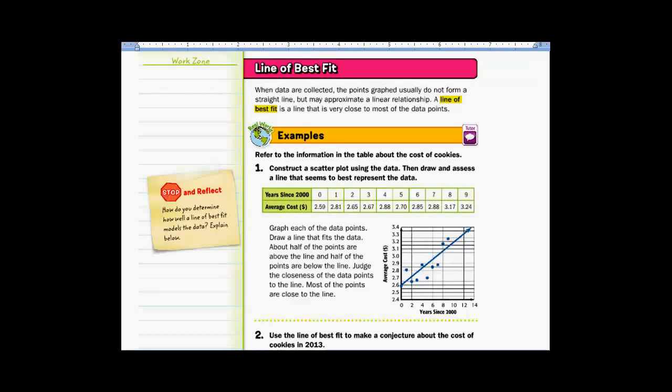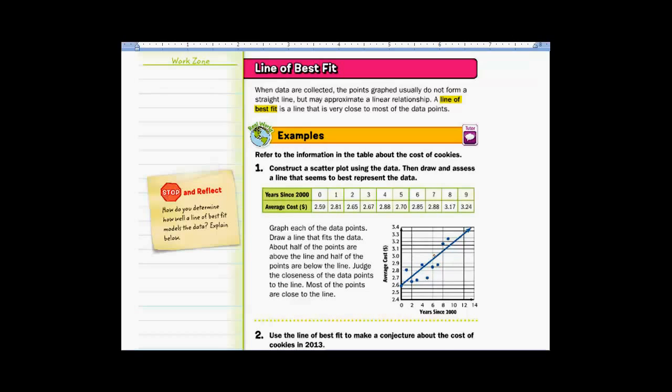Okay, Chapter 9, Lesson 2 talks about lines of best fit. Lesson 1 was about scatter plots and different things you could do with them, and the associations and what the trends were with a set of data. Now you're going to actually draw a line that models the data the best you can. That's what's called a line of best fit, a line that you can draw through data points that best models what the data's trend happens to be.